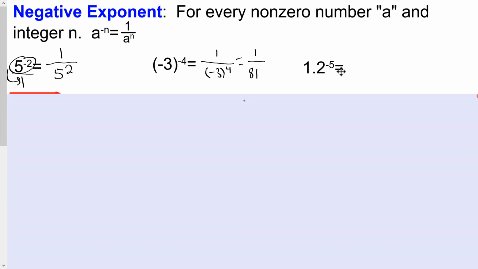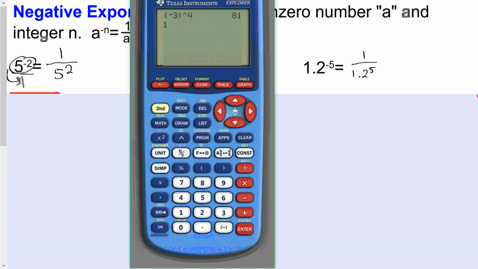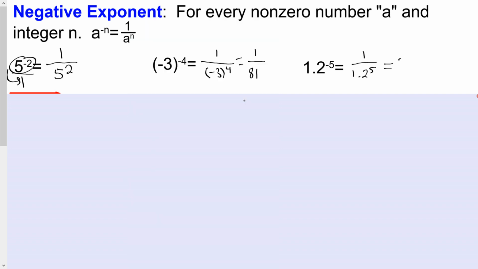And lastly, 1.2 raised to the negative 5th power. Well, this would be the same thing as writing 1 over 1.2 to the 5th power. Now, lucky for me, I have a calculator. 1.2 raised to the power of 5 gives me this long number, 2.488. You can just say 2.49. I'm happy with 2.49. We'll round it to the nearest hundredth there.